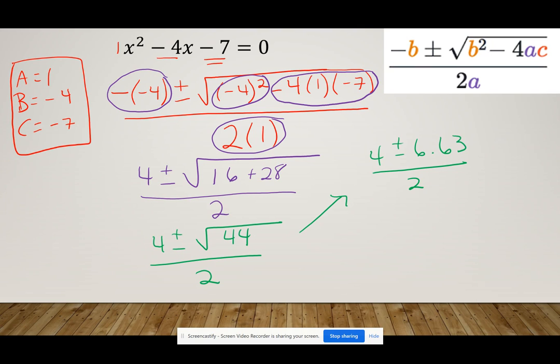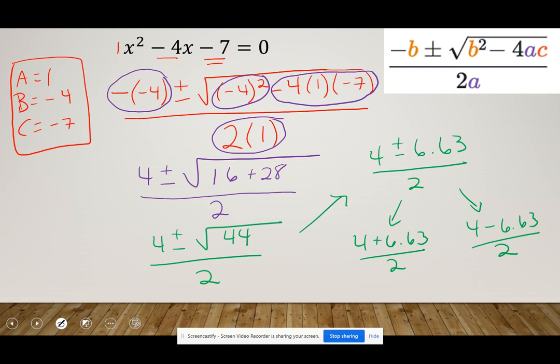Now, we get to the point where we have the plus and the minus. That means that we have to do both. So I'm going to split this into 2 separate equations. The first one is going to be 4 plus 6.63 divided by 2. And then I'm going to do 4 minus 6.63 divided by 2. Okay, and I should come up with 2 answers for this.